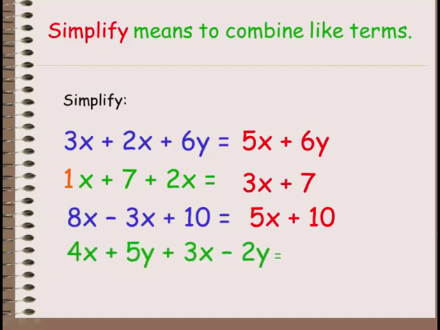And the last one here, we have xylophones and yo-yos. 4 xylophones does not combine with 5 yo-yos. No, no. But 4 xylophones can combine with 3 xylophones to give me 7 xylophones. And 5 yo-yos take away 2 yo-yos, or 5 yo-yos combined with negative 2 yo-yos, you could look at it that way, gives me 3 yo-yos. So this simplifies to 7 xylophones and 3 yo-yos. Cannot simplify any more than that because yo-yos and xylophones can't go together.